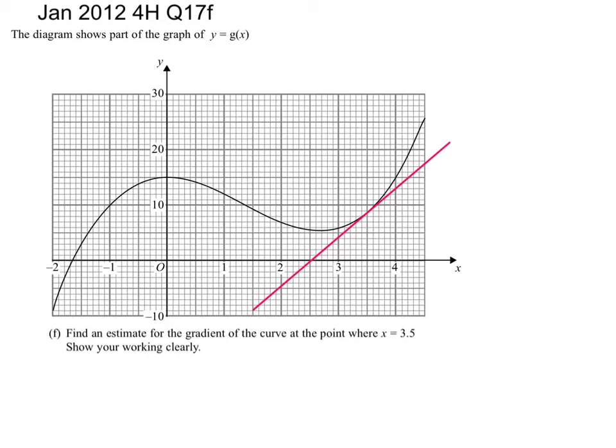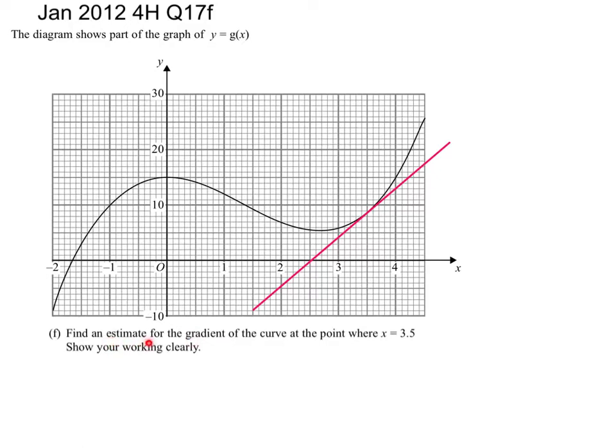For this final part, we're asked to find an estimate for the gradient of the curve where x equals 3.5. Now, there's two ways to find the gradient of a curve, broadly speaking, that you've learned. To find the gradient, you can either differentiate, but this one says find an estimate. Differentiation gives us an exact value.